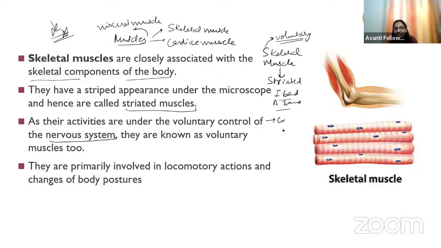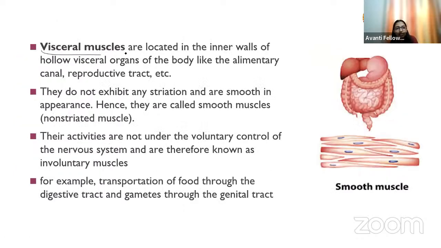These muscles are cylindrical in nature. You can see they're cylindrical like this. They are unbranched. Remember these points. Next comes the visceral muscle. Visceral means internal organs. So the muscles which form the internal organs are the visceral muscles, and these are involuntary in nature.